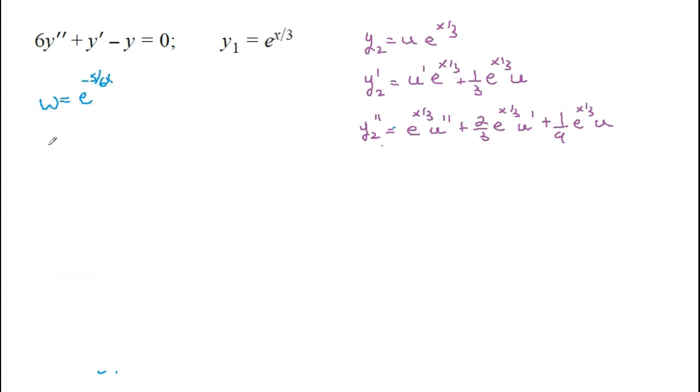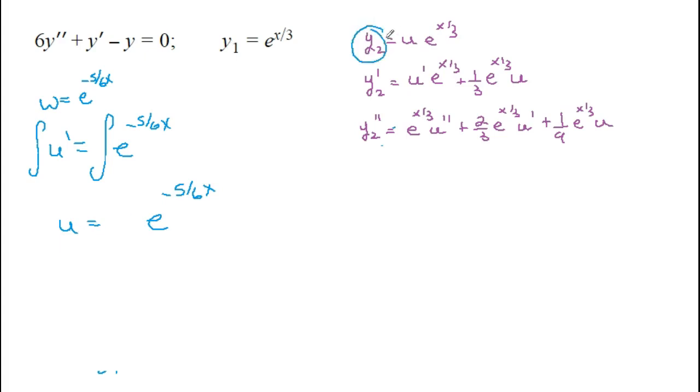And the deal was that w is really your u prime, equaling e to the negative 5/6 x. And the u prime is a function of x. I'll integrate to figure out what u is. This is going to be its very own integral with a constant in front, and that constant in front I do not care about. So I'm just going to go ahead and say u equals some constant times this stuff. But of course, I wasn't trying to find u. I was trying to find the second solution, which is u times the known solution.